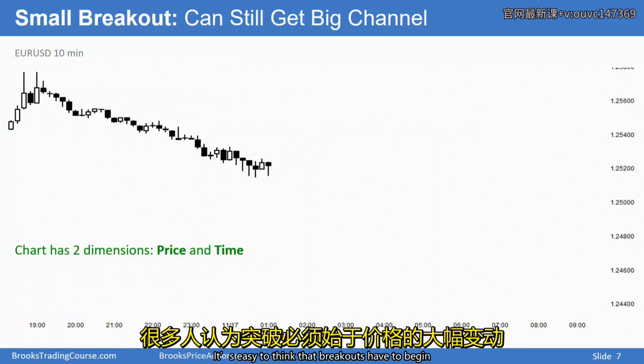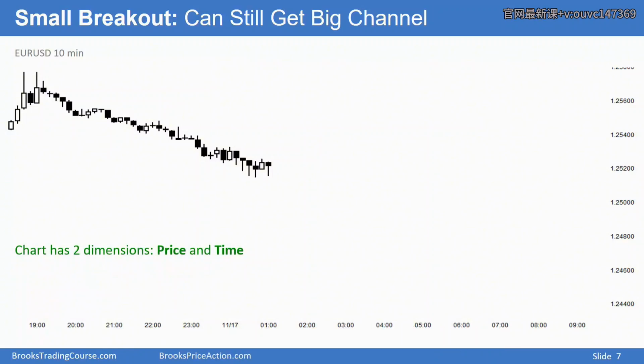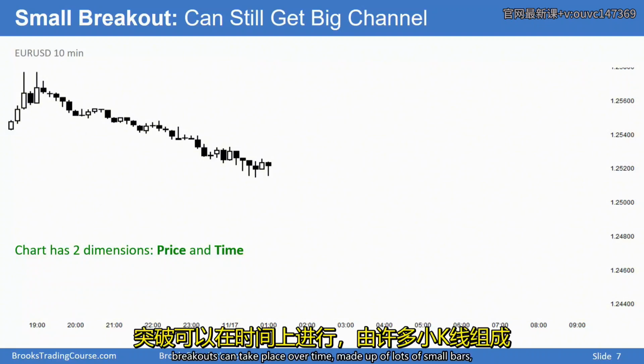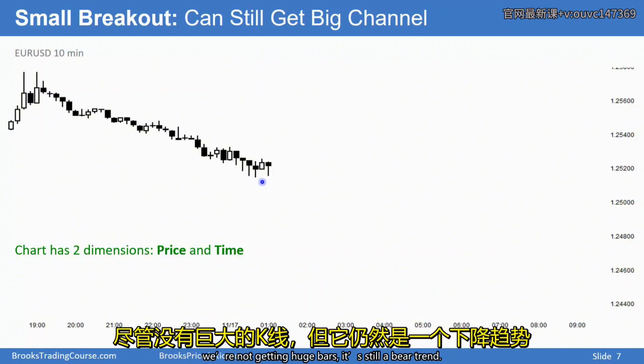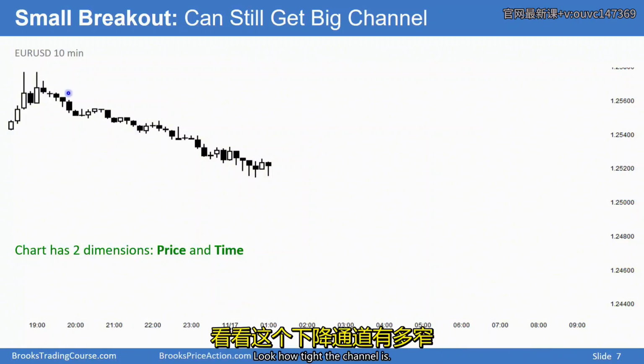It's easy to think that breakouts have to begin with price only, a big move in price. Well, they don't. Breakouts can take place over time, made up of lots of small bars, as is the case here. After 20 or 30 bars, you have to conclude that even though we're not getting huge bars, it's still a bear trend. Look how tight the channel is.